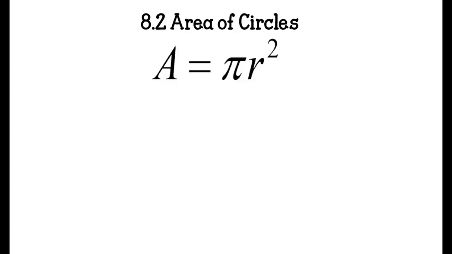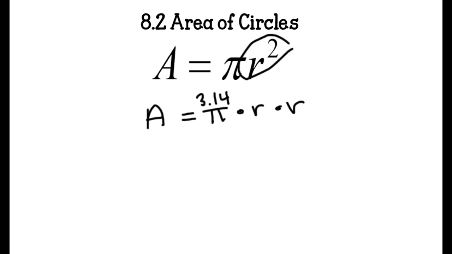Okay, 8.2, we're going to talk about the area of circles. The formula is A equals pi times radius squared. And if you don't remember what radius squared means, it's just that you're taking radius times radius. So you do A equals pi, or 3.14. I'm going to write that up there so you remember that, times radius times radius. So radius times radius is the same thing as radius squared.